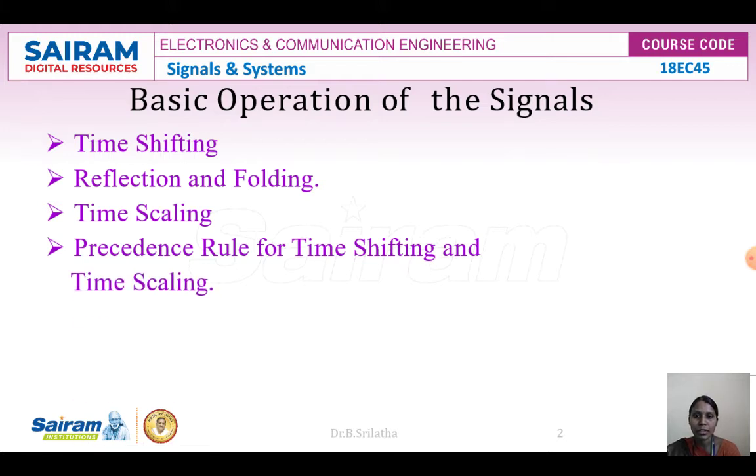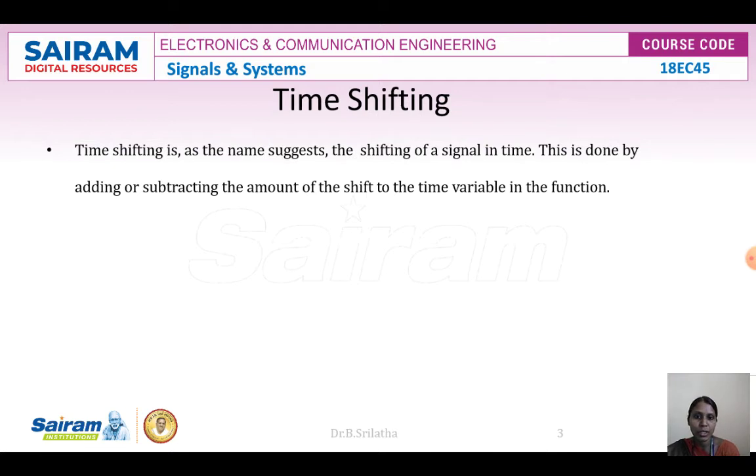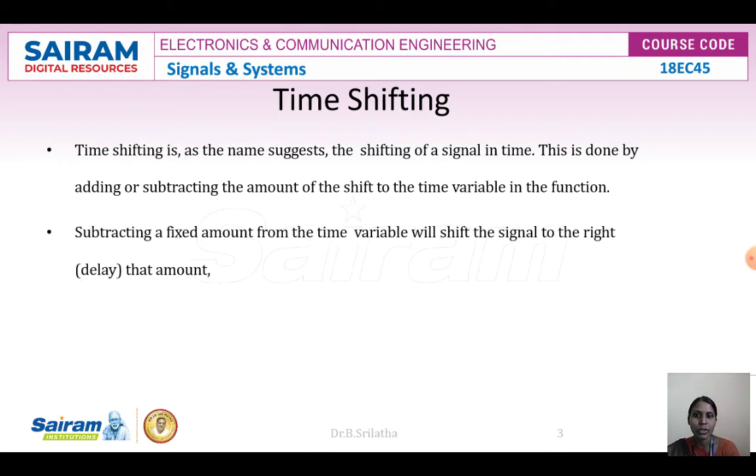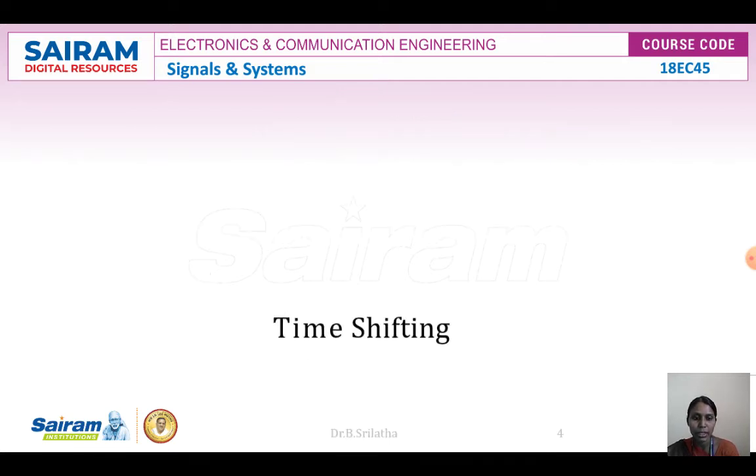Now the first one is time shifting. Time shifting is the shifting of a signal along the time axis. This can be done by adding or subtracting the amount of the shift to the time variable in the function. Subtracting a fixed amount from the time variable will shift the signal to the right, which we call a delay, and adding to the time variable will shift the signal to the left, which we call an advance.